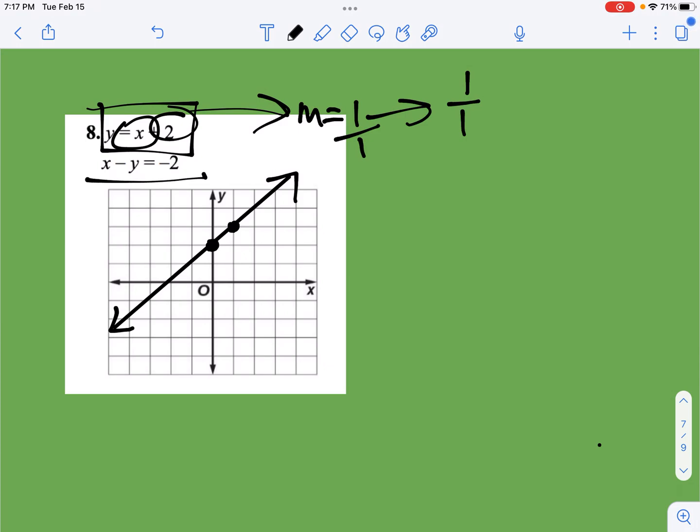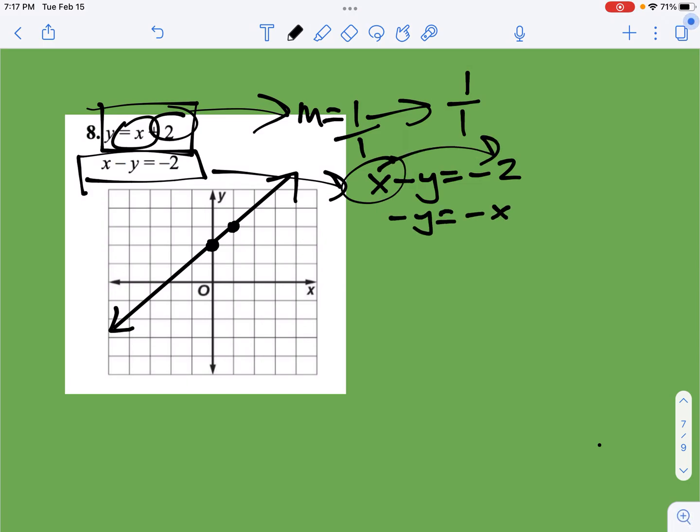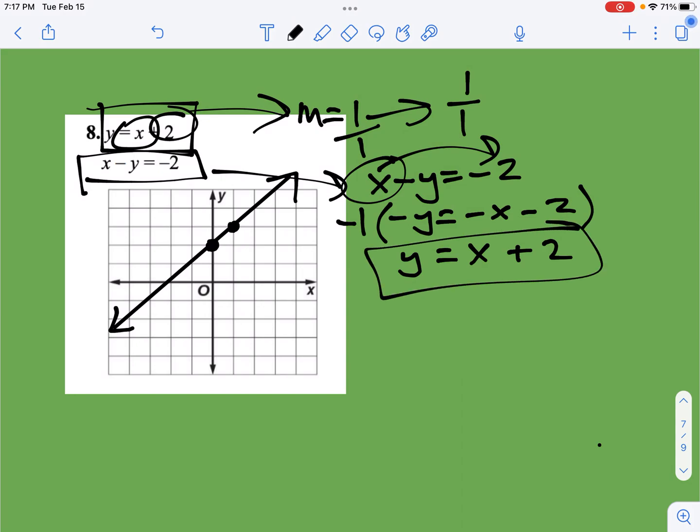Now, this one right here, let's rewrite this so that it's in slope-intercept form. So let's move our x. So we're going to get negative y equals negative x minus 2. So far it looks kind of different. But we're going to multiply this by negative 1 because I need my y to be positive. So when I do that, my y turns positive, my x turns positive, and my 2 turns positive. And this is exactly the same as this top equation. It is the same equation.